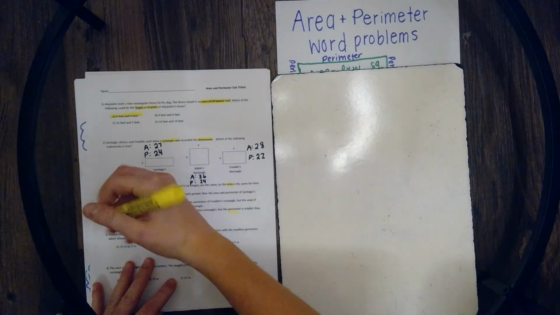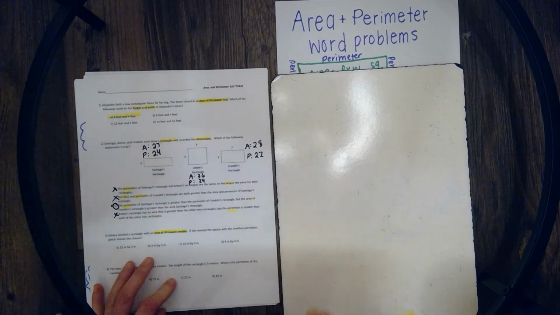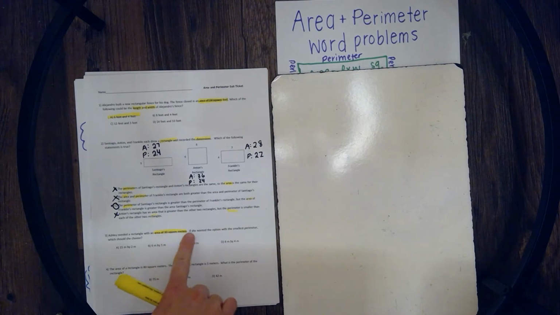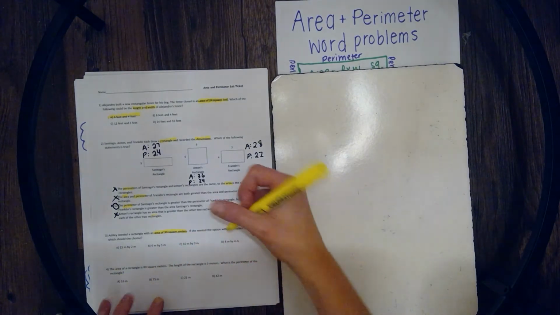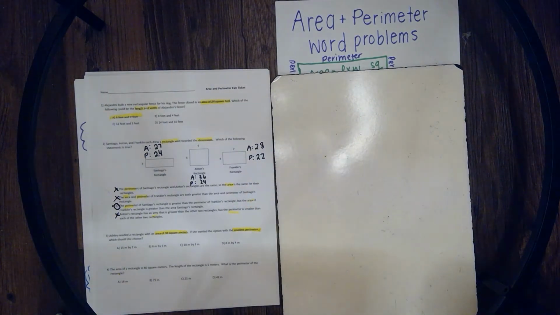All right, guys. So Ashley needed a rectangle with an area of 30 square meters. So that means that the length and width have to be multiplied to get 30. If she wanted the option with the smallest perimeter, which should she choose? All right, so I've got some dimensions here. I'm going to write those on my board.